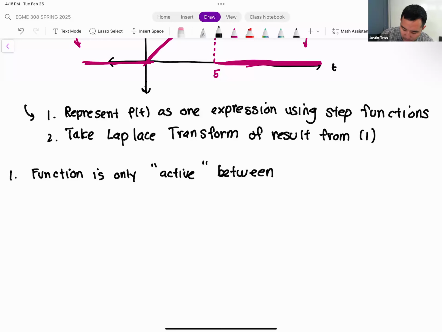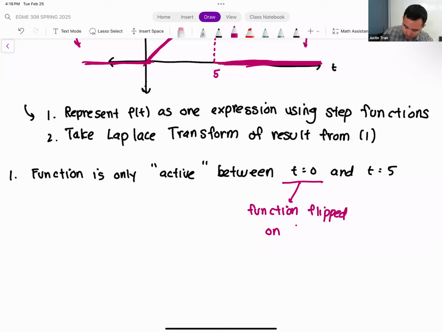The function is only active between t equal to 0 and t equal to 5, right? In fact, another way that we can describe this is that the function is turned on, or flipped on, at t equal to 0. And then after t equal to 5, the function is flipped off, and so it goes back down to 0.